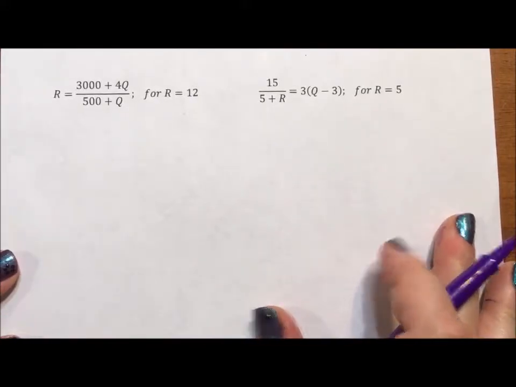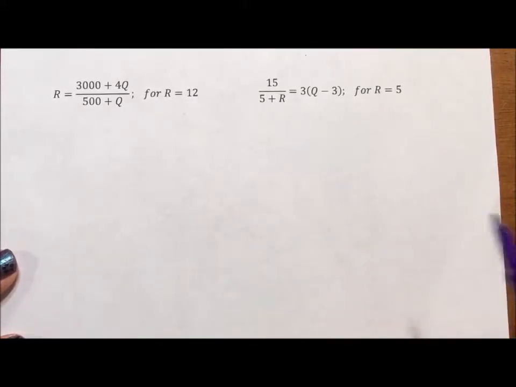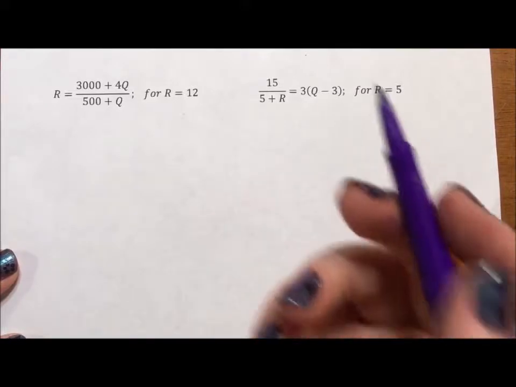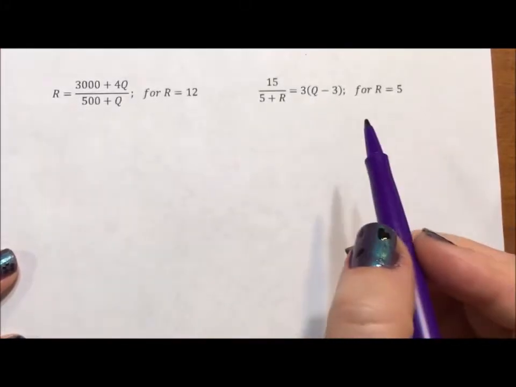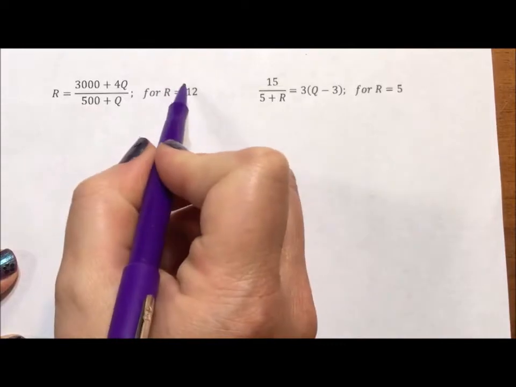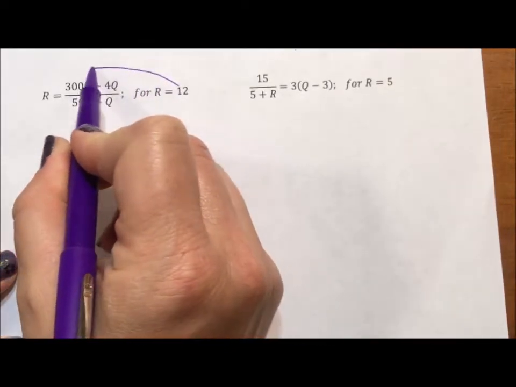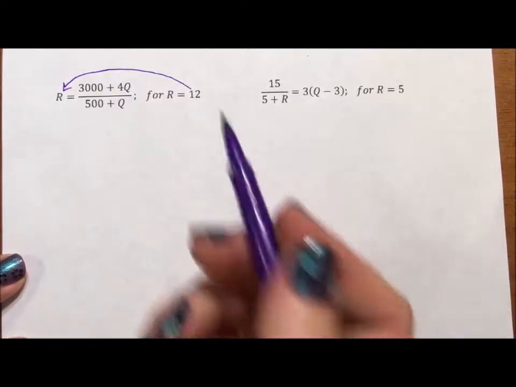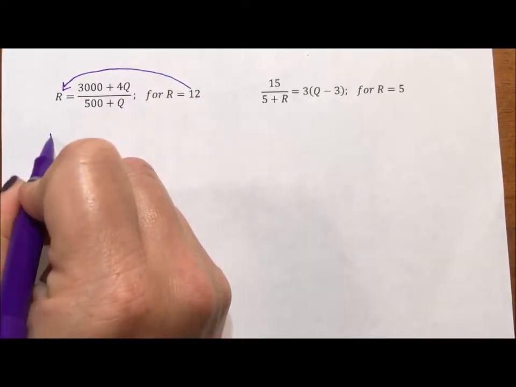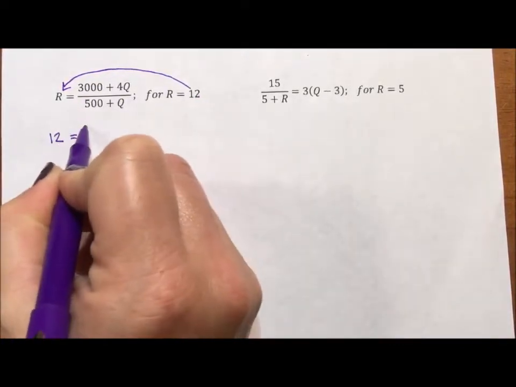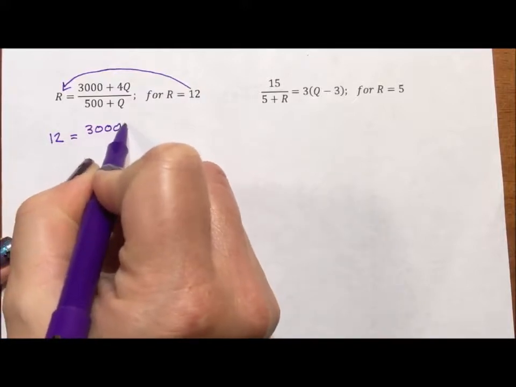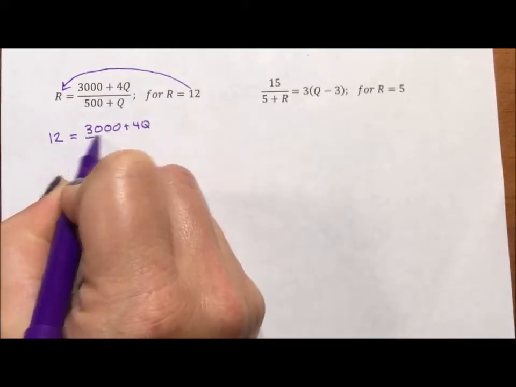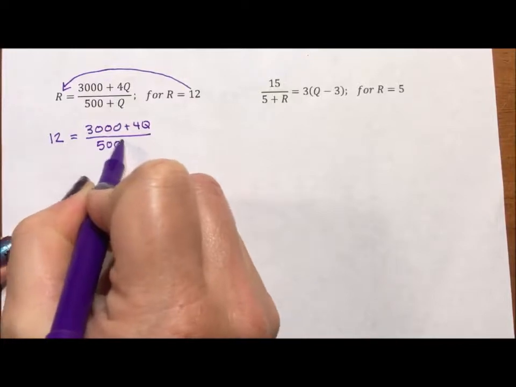Today I'm doing a series of videos on algebraic manipulation and linears. In this video, what I want to do is plug in a value for r. In this case, I'm going to plug 12 in for r and solve for q. So if I put in 12 for r, I get 12 equals (3,000 plus 4q) over (500 plus q).